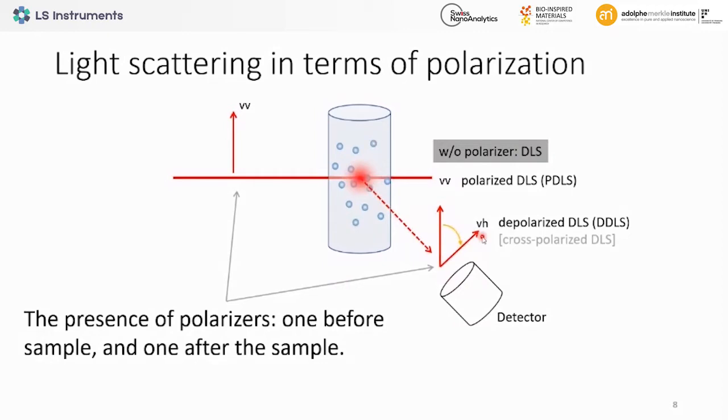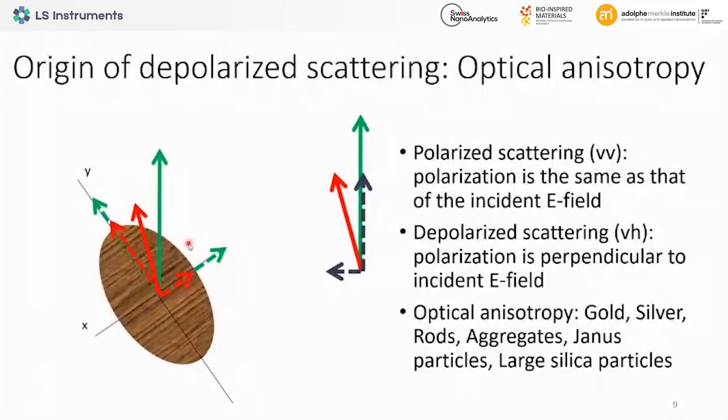When we have two polarizers aligned the same way, parallel to the laser polarization, this is what we refer to in strict terms as polarized DLS. When the polarizers are cross-polarized, then we have depolarized dynamic light scattering. So basically there are two polarizers, one before the sample and one after the sample. Now you might ask, where is depolarized scattering coming from? It's coming from optical anisotropy.